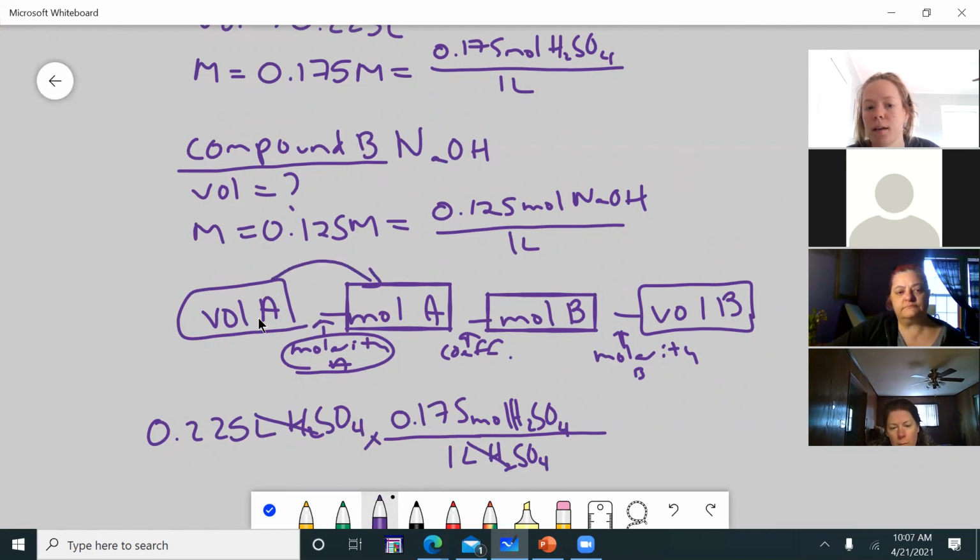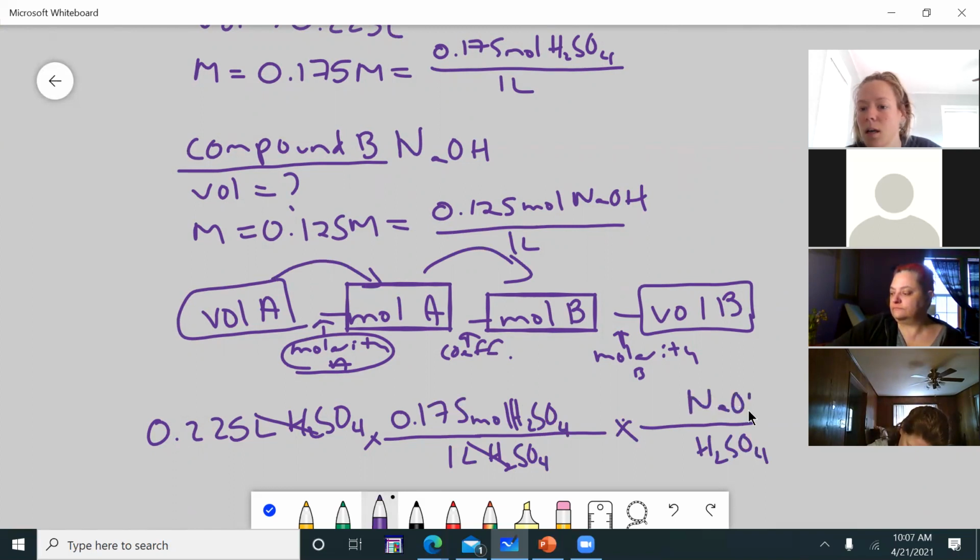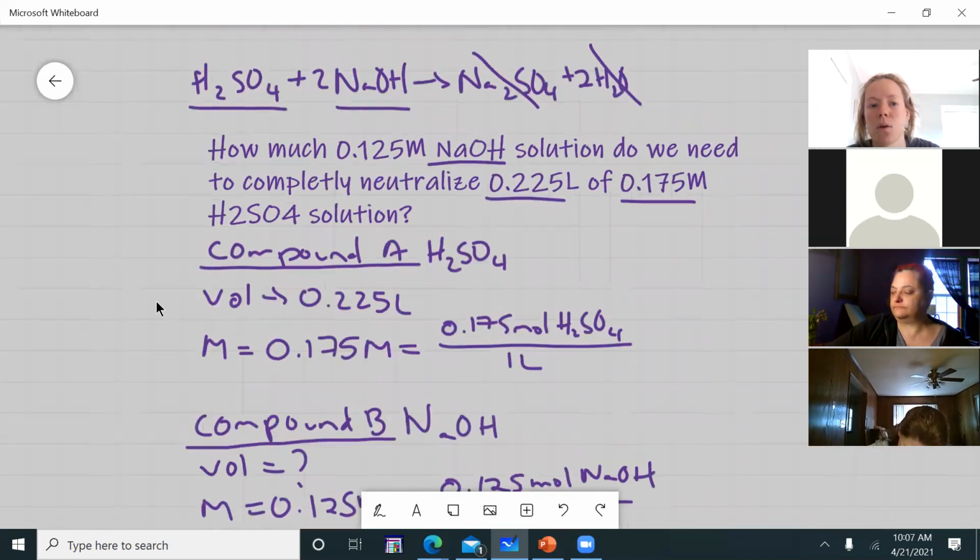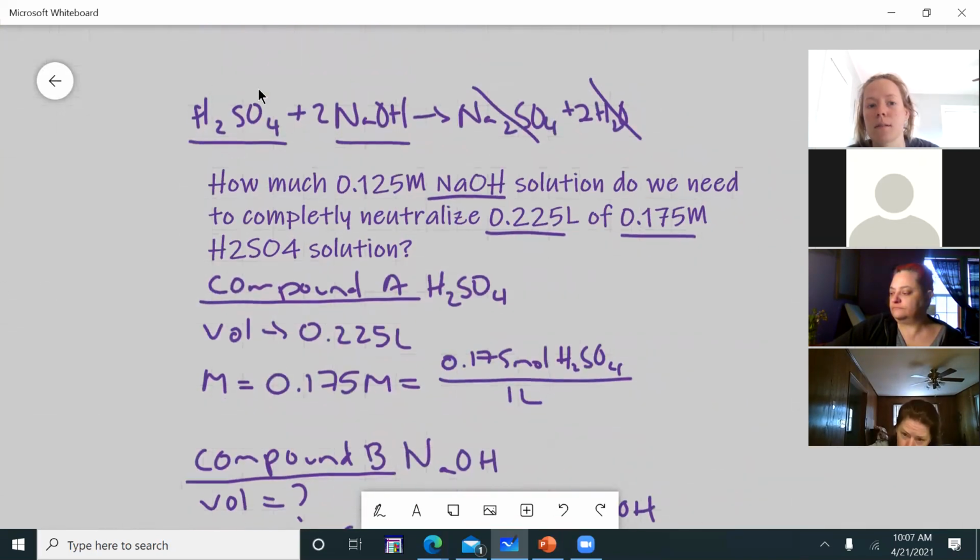Okay, so we've done this. We've used molarity to get from volume into moles. Now that I'm in moles of H2SO4, this is where I get to use the coefficients to go from A to B. So A is the H2SO4, B is NaOH, and then we just need to see what the relationship was between those two from the equation. So look, 1 mole of this will yield 2 moles of this.